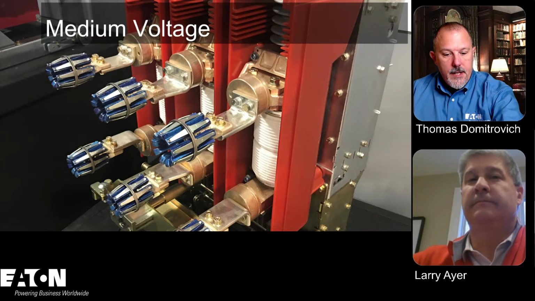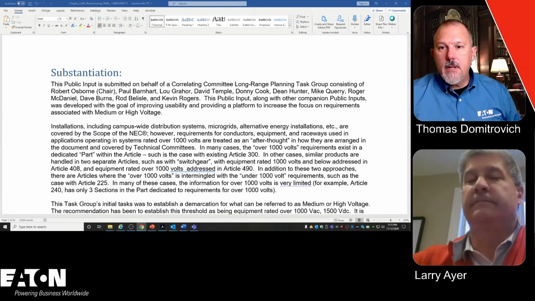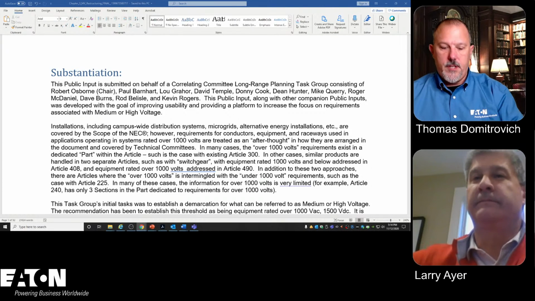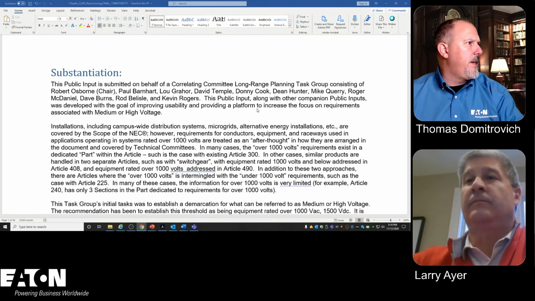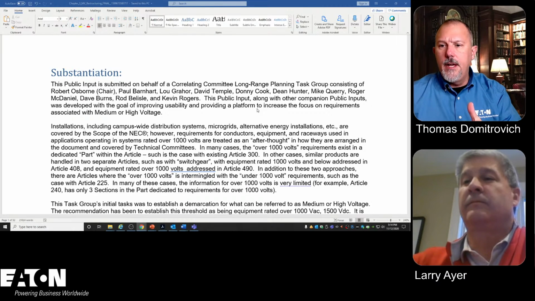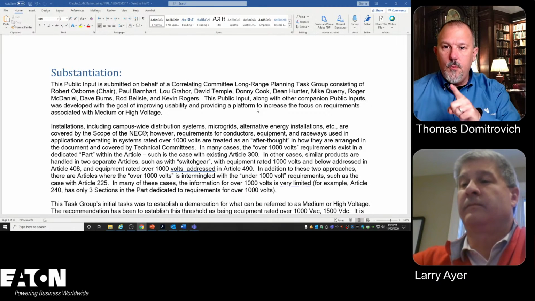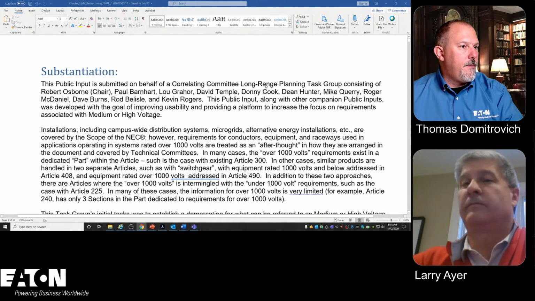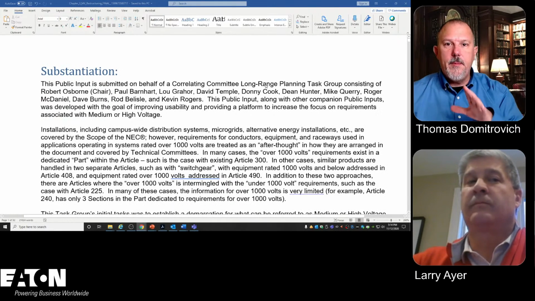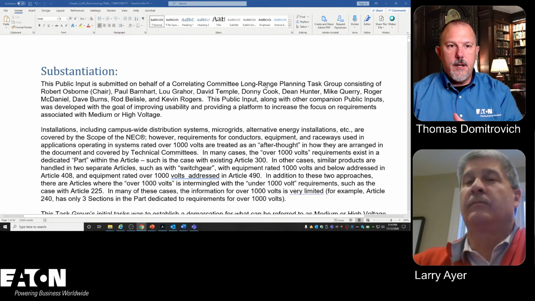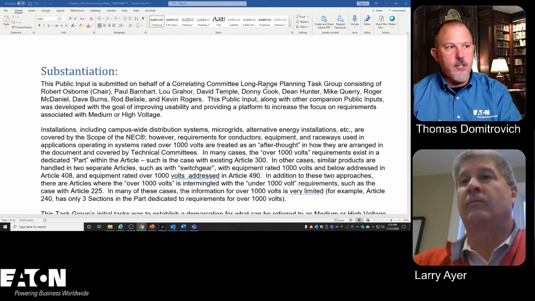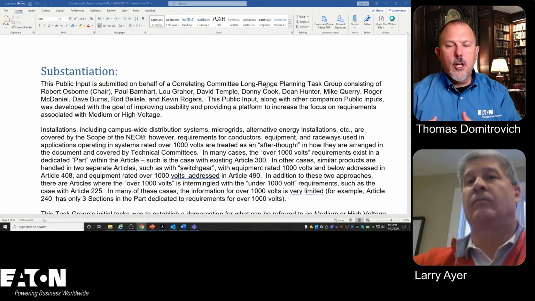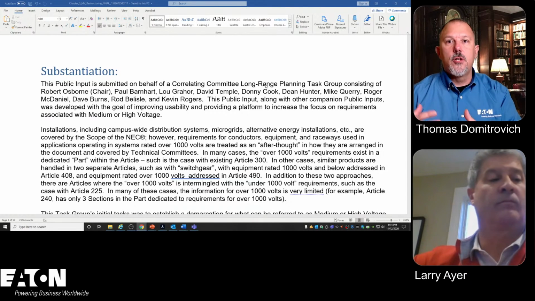So the task group I have here is from one of the public inputs. I'm not sure which one it is. This is actually chapter 3. I know you wanted to talk a little bit about chapter 3, but they put in a Word document so anybody could go out to Terra to look at the next version of the National Electrical Code, and you can download it. It's a global public input. There were various global public inputs.